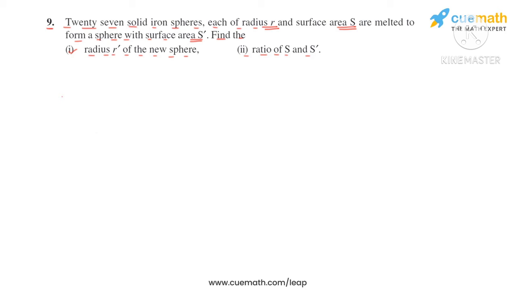Okay, let's see what the question is saying. It is saying that there are 27 solid iron spheres whose radius is R and surface area is S, and they are melted, and a new sphere is formed whose radius is R dash and surface area is S dash. Now in the first part they are asking to find the radius R dash of the new sphere.